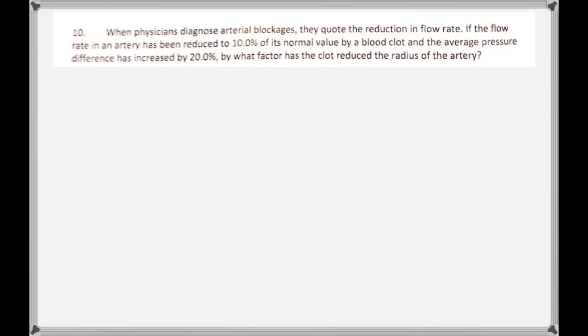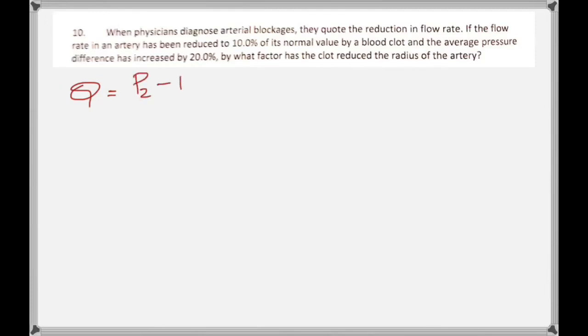This question says, when physicians diagnose arterial blockages, they quote the reduction in flow rate. If the flow rate in an artery has been reduced to 10% of its normal value by a blood clot, and the average pressure difference is increased by 20%, by what factor has the clot reduced the radius of the artery? Here you've got to use Poiseuille's formula, which I've given you.